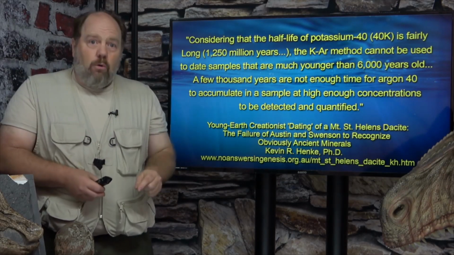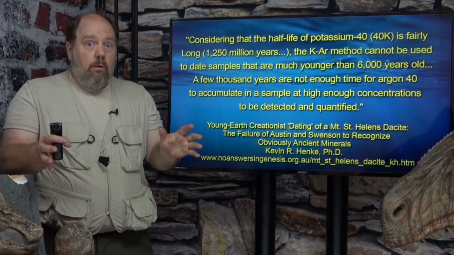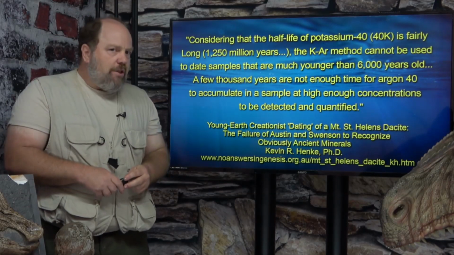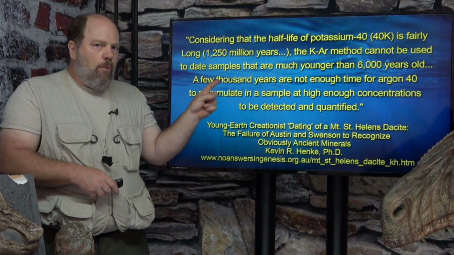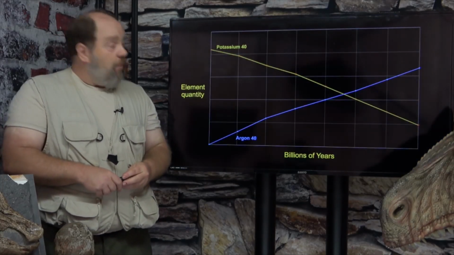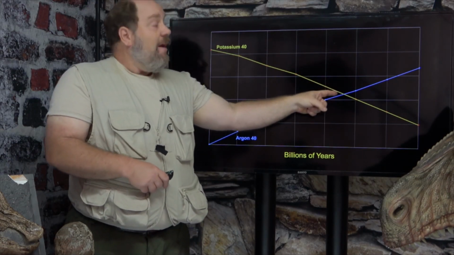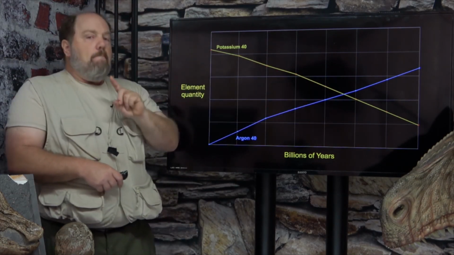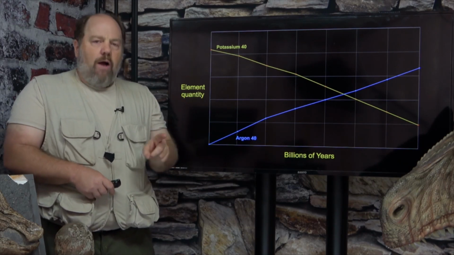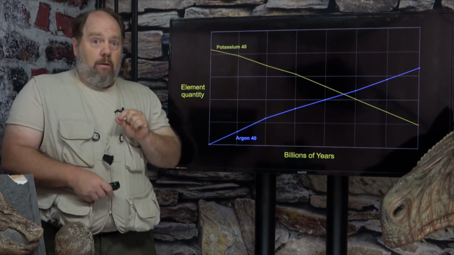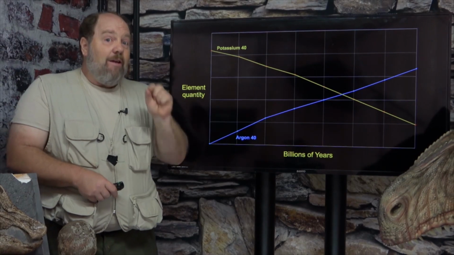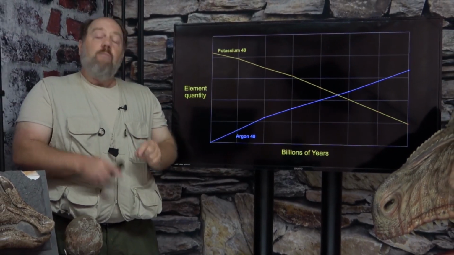What Austin found that was so shocking was the exact opposite of Henke's claim. There were huge volumes of argon in the rock samples, giving a false age, literally millions of years on rocks that we know historically were actually only 10 years old. But it gets better.